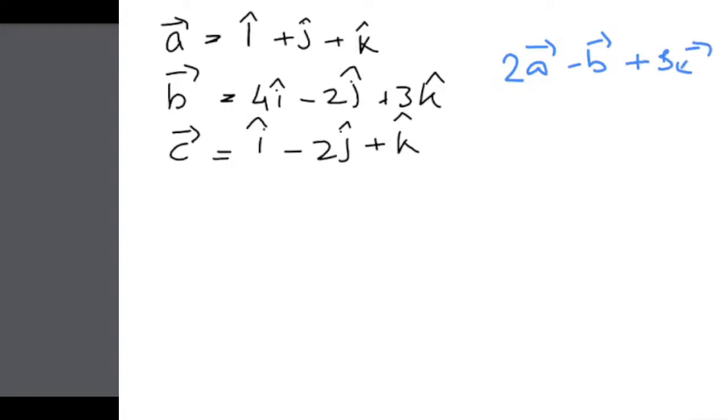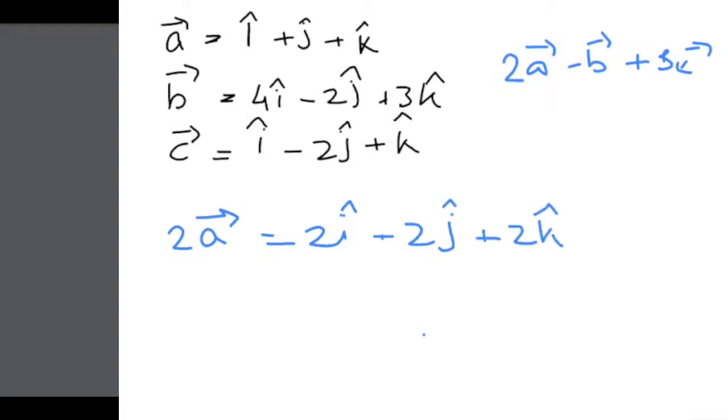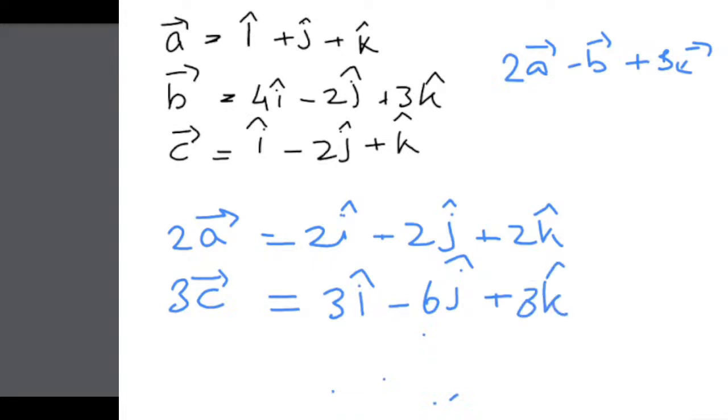So what is 2A vector? 2A vector is equal to 2I cap plus 2J cap plus 2K cap. And then B vector is the same. Next, 3C vector is equal to 3I cap minus 6J cap plus 3K cap.